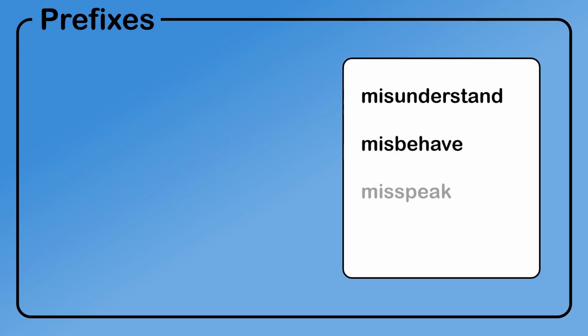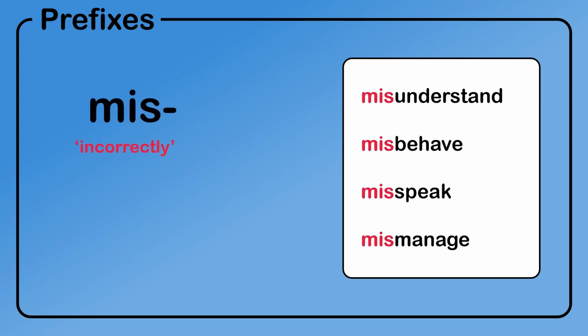Now our final word list. Spot our final prefix and see if you can work out its meaning. Miss means incorrectly or badly. Misunderstand, to understand incorrectly.